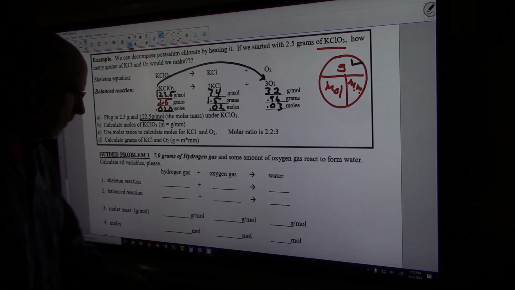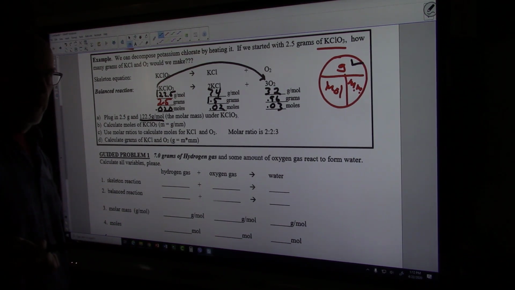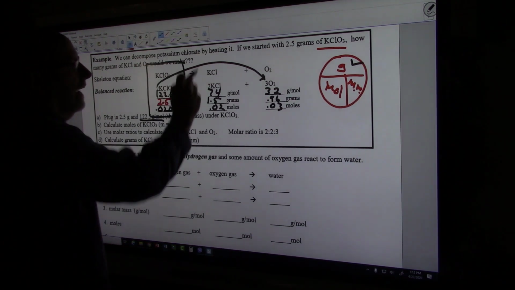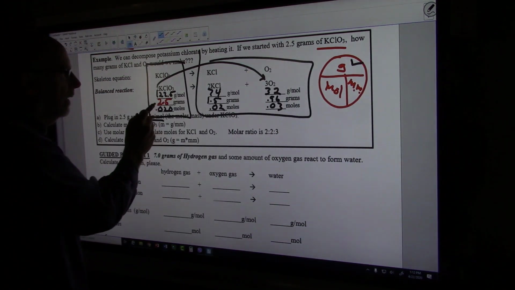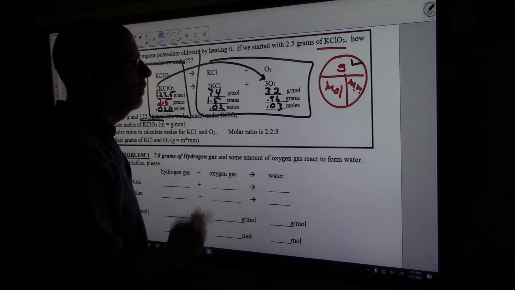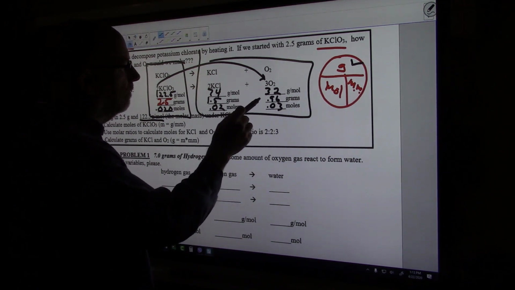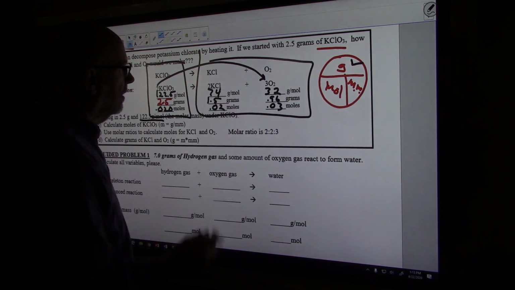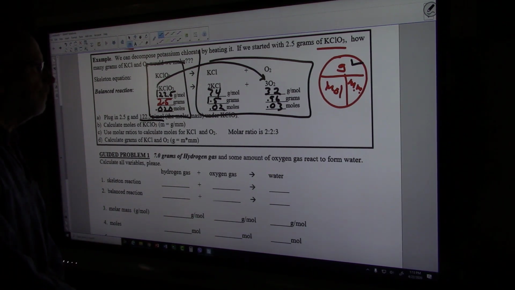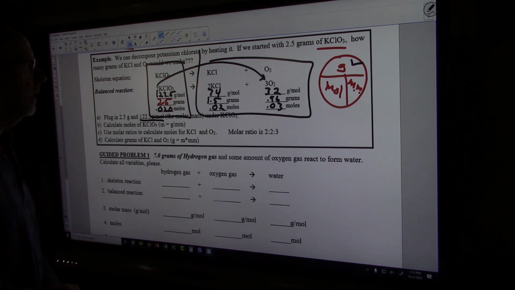Well, let's double check it. In a chemical reaction, mass is not created or destroyed. We better have the same amount of mass on this side as on this side. Well, this side we had 2.5 grams. This side we had 1.5 plus 0.96. If you round this off to 1, that gives us 2.5. So rounding did give us a little bit of a problem. Now remember, mass is not created or destroyed, but that does not apply to moles.